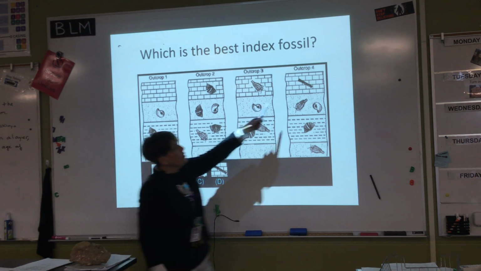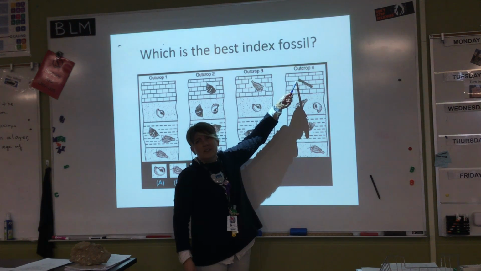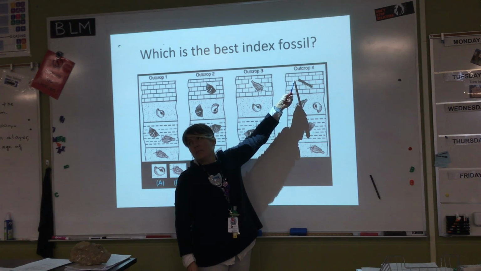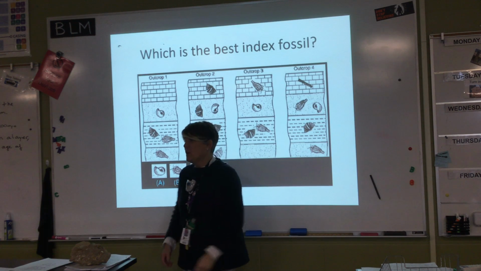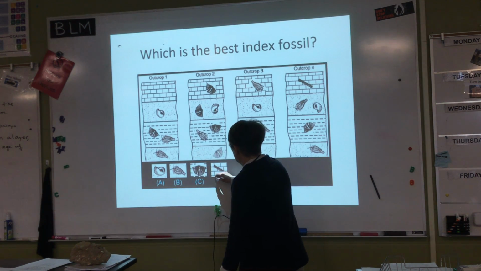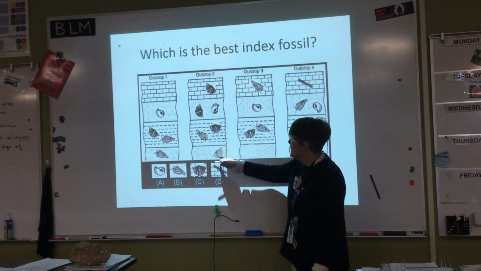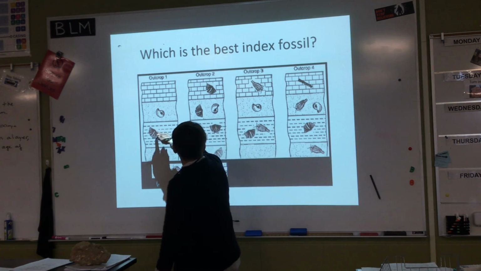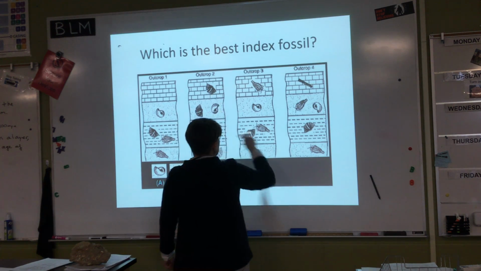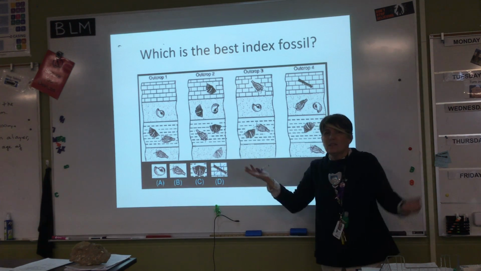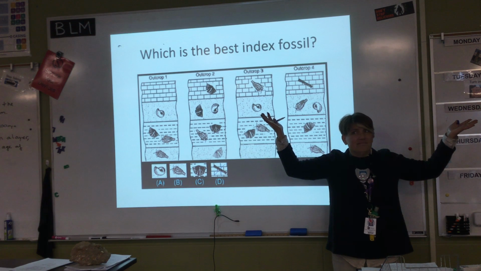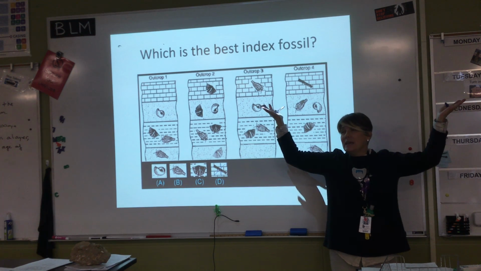Would this make a very good index fossil? No, because it's only found in one outcropping. That's not a very good index fossil, so this one is like, no, that's not good. Would this one make a very good index fossil? It's in this layer, and this layer, and this layer. It's in all the layers. Is it a good index fossil if it's in all the layers? No, because then I have no idea what the age is.